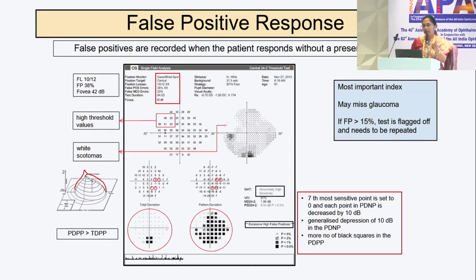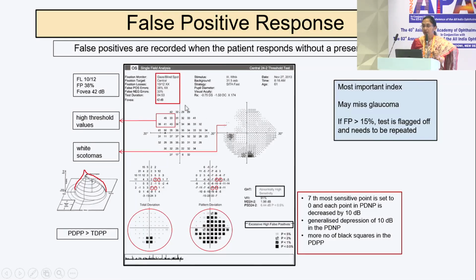So what happens here is usually the threshold values are of a very high value, because normal threshold values are between 30 and 32. It should usually be a little equal to what is seen in the fovea, or even less than the foveal threshold. But in a false positive patient, where the patient is responding even without the stimulus being shown, high threshold values are recorded as seen here, as high as 40 or above 40. And this will result in white scotoma seen in the gray field.